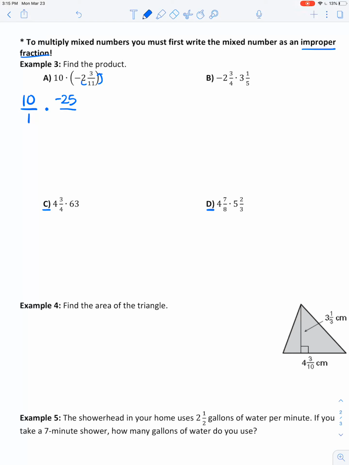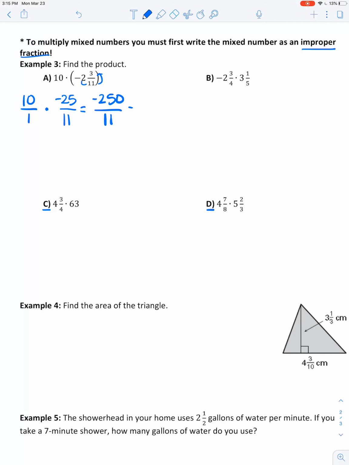Now I don't do anything with that negative until just right now. I put it right in front of the 25. And then that 11 stays the same. So 10 times negative 25 is negative 250. And 1 times 11 is 11. Okay, and again, this is the same thing we did in the last lesson.